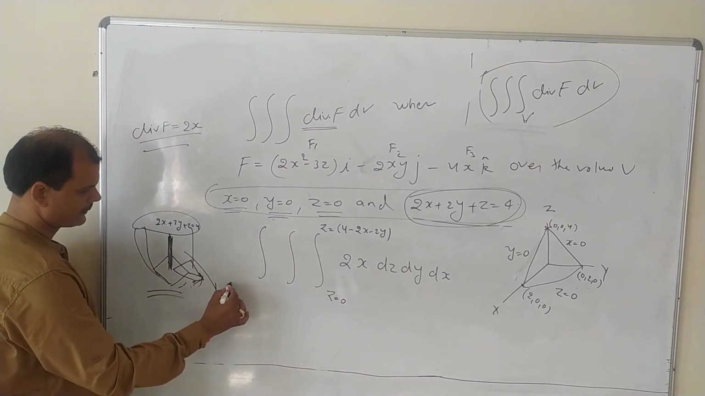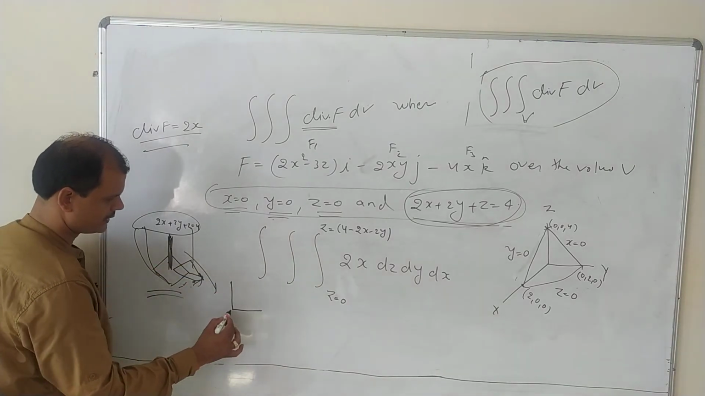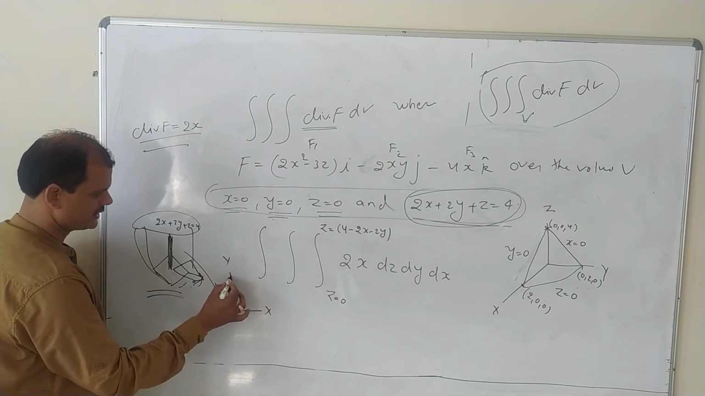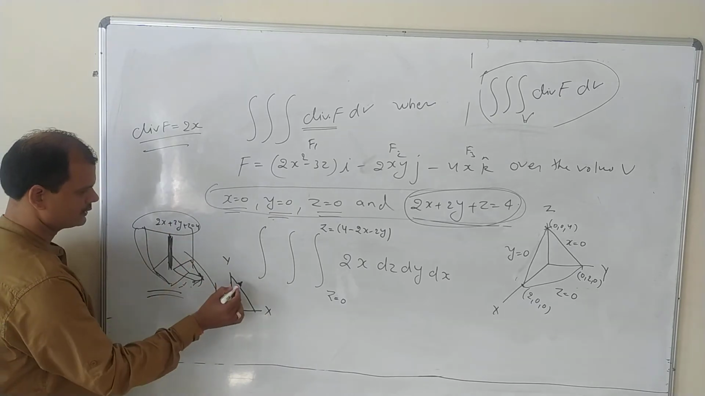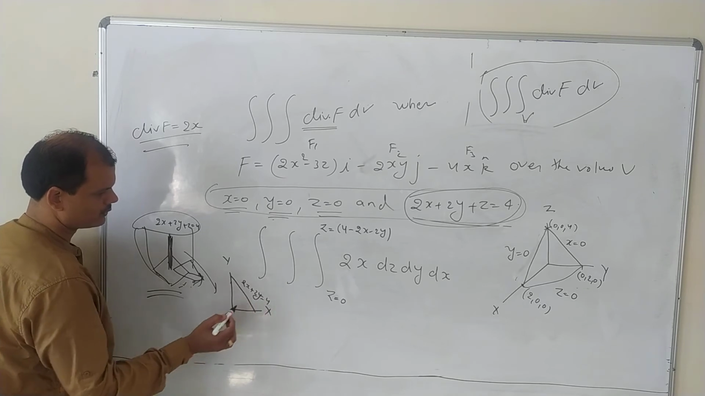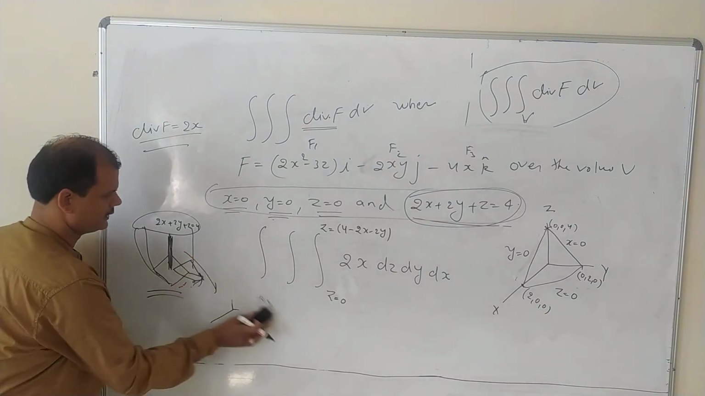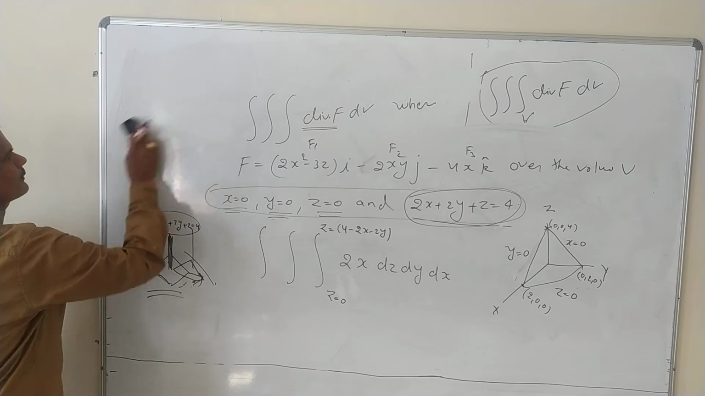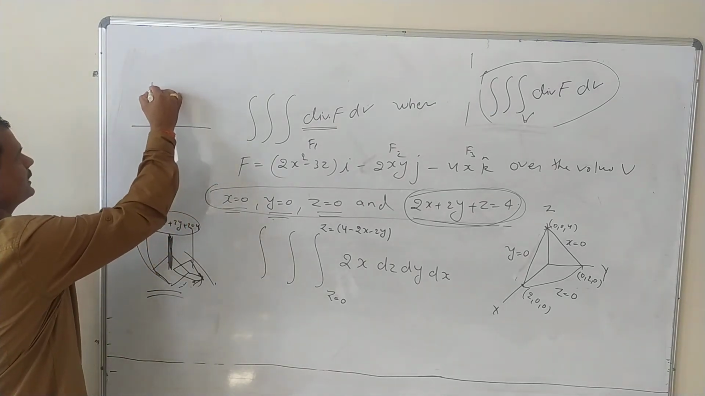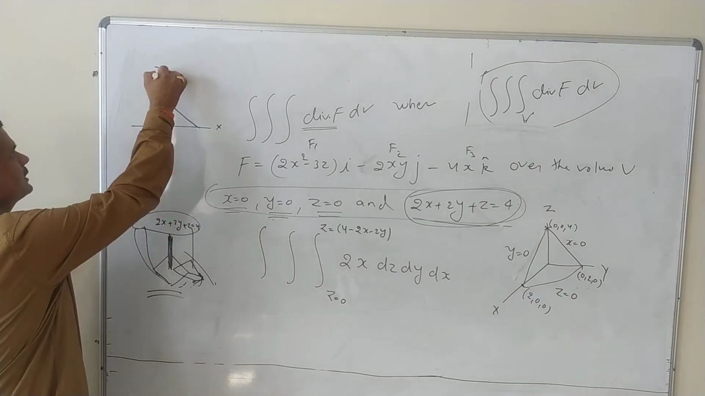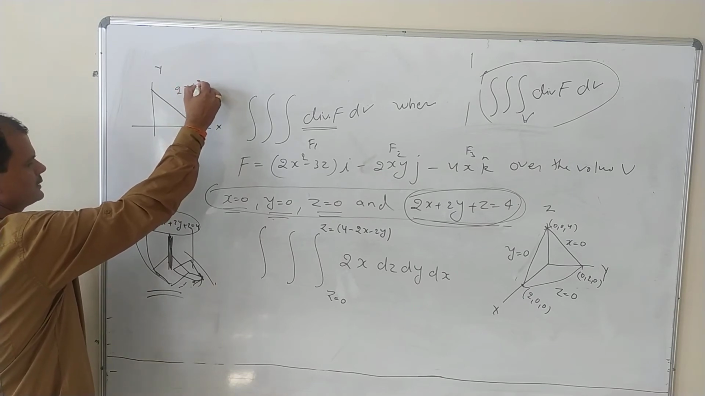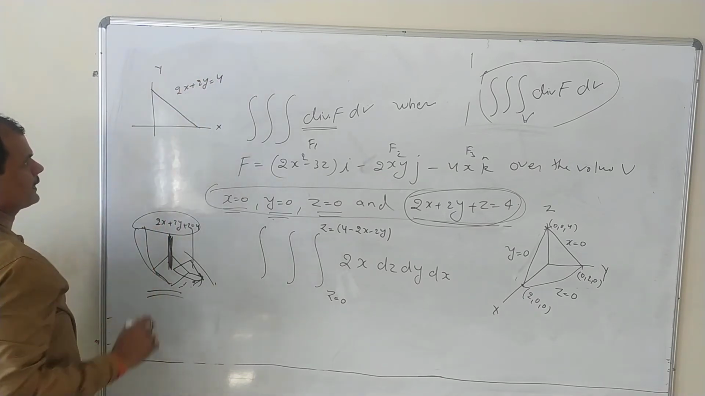I will draw here the projection of this surface on the xy plane. Suppose this is the x axis, this is the y axis, so z will be 0. So we get 2x plus 2y equal to 4, right? If I take the projection of that surface on the xy plane, so this is the x, this is the y, z equal to 0, so this line will be your 2x plus 2y equal to 4, right?